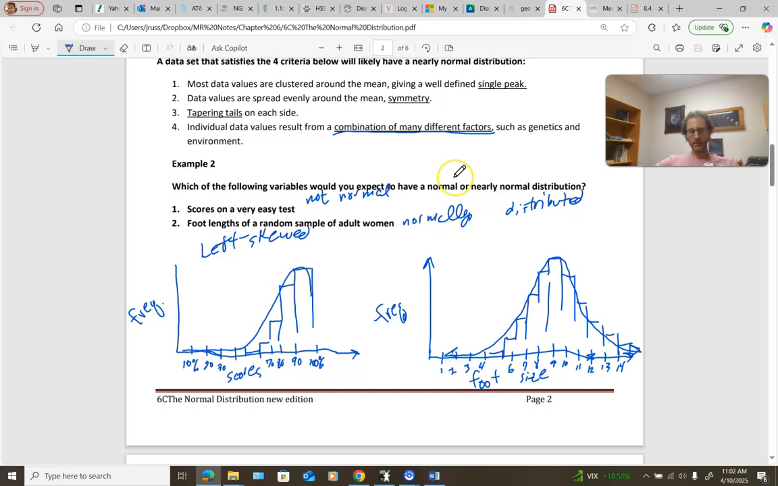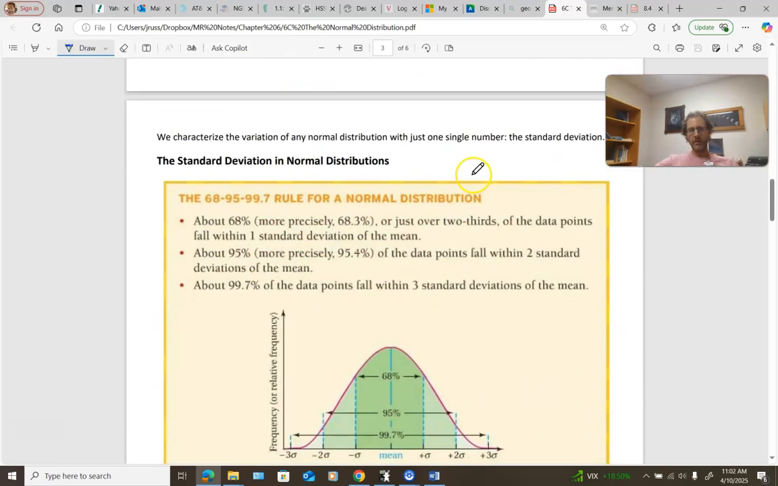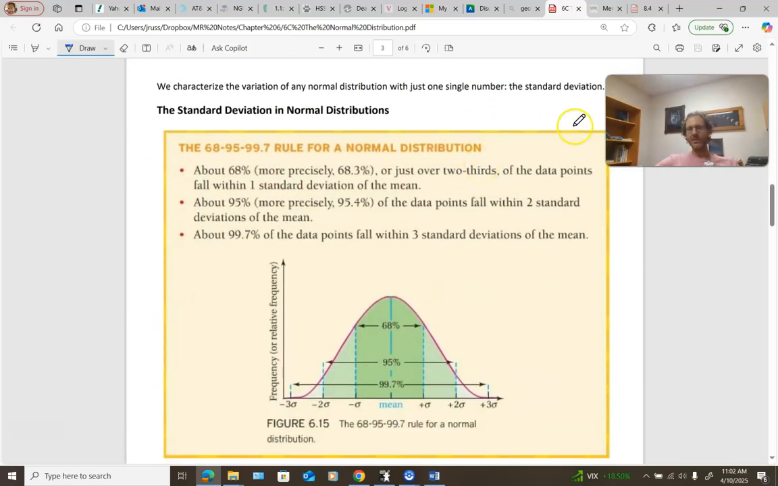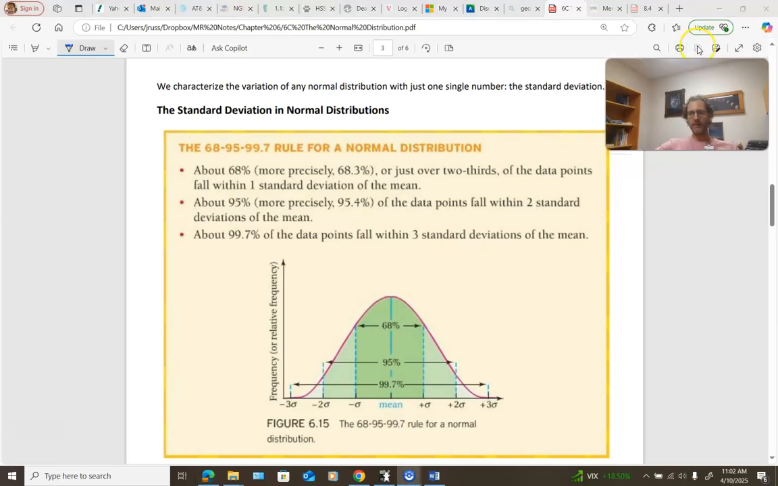All right, let's continue. So now we want to study some properties of this particular distribution. We've looked at what types of data would be normally distributed. If they are normally distributed, what can we then say about the distribution? A lot of this, well, all of it really, is going to hinge on that idea of standard deviation.